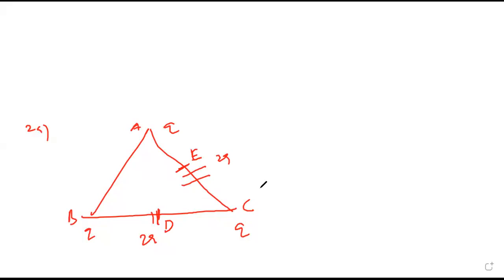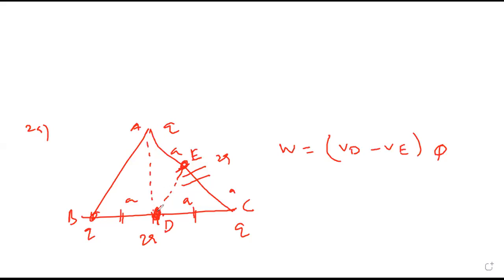Work done in taking charge capital Q from D to E. That means I should know the potential at D and the potential at E, then the work done will be the difference times the charge. Work done is the potential difference between D and E multiplied by charge Q. What will be the potential at D? इसमें सब same है ना, distance A, A, A, D is midpoint, बराबर? तो D का पोटेंशियल, मतलब ये Q चार्ज का डिस्टेंस, ये Q चार्ज से डिस्टेंस सेम टू सेम. ये डिस्टेंस, perpendicular drawn from this to this side, root 3 है, पढ़े?